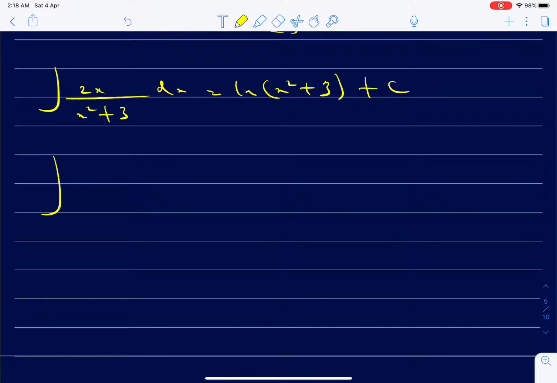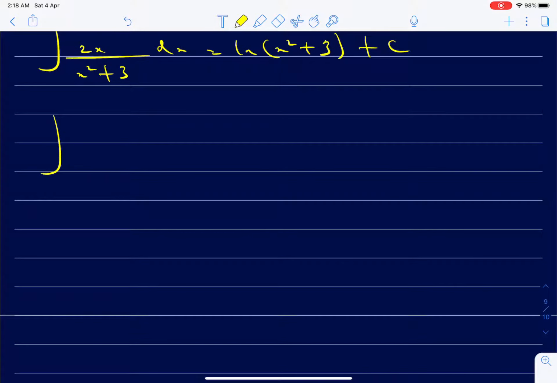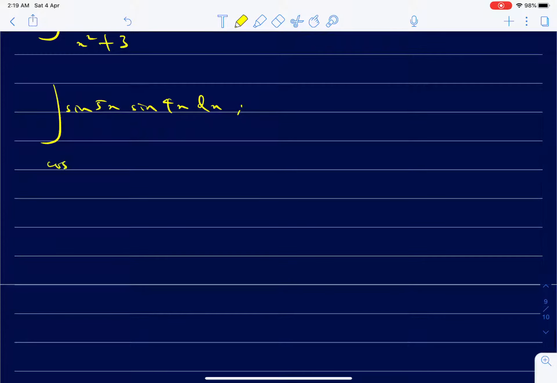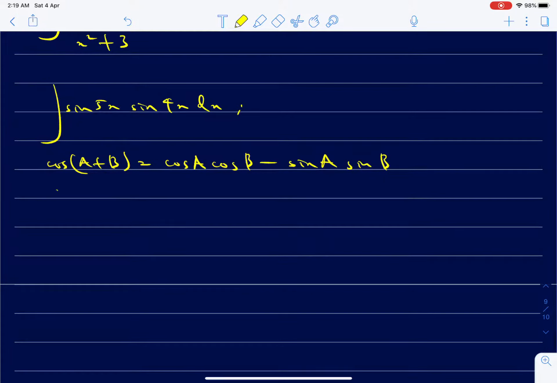Evaluate the integral of sine 5x sine 4x with respect to x. Now, before we do this, let's remind ourselves of this. Cos a plus b is the same as cos a cos b minus sine a sine b. And at the same time, cos a minus b is the same as cos a cos b plus sine a sine b.